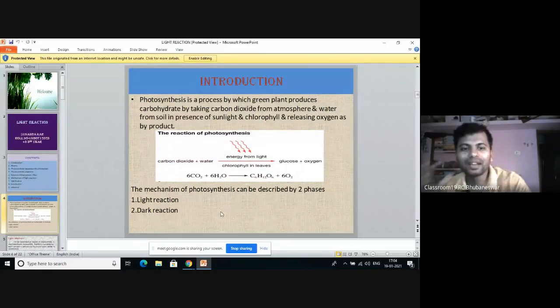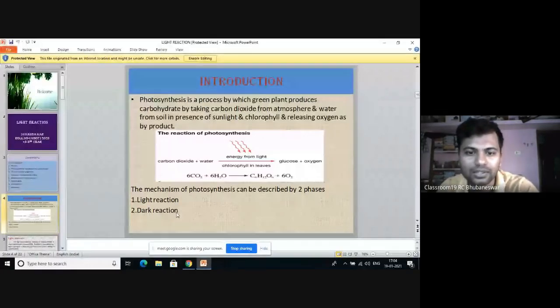The mechanism of photosynthesis can be described by two phases: light reaction and dark reaction. Here I'm giving a brief idea, because as you already know, to teach only one long question generally 2 to 3 hours, or minimum one class, is required. But here we are covering a number of modules in a single class, so I will just give a brief idea about these things.